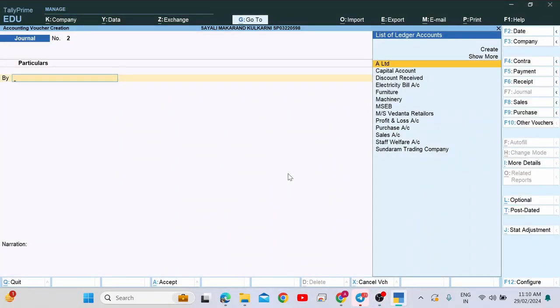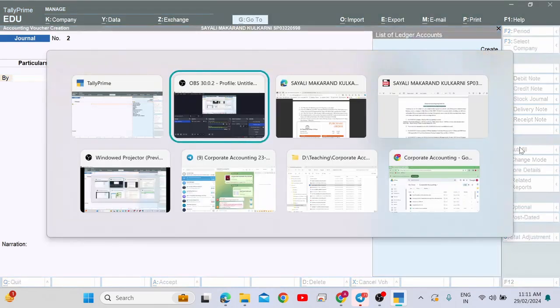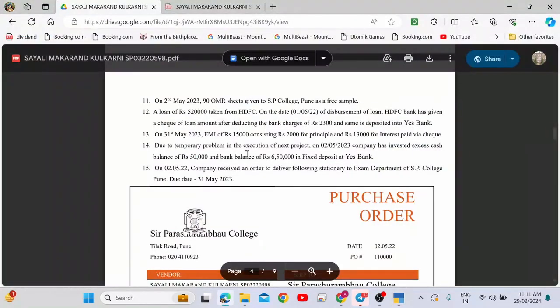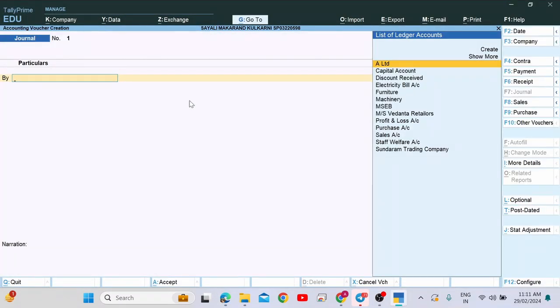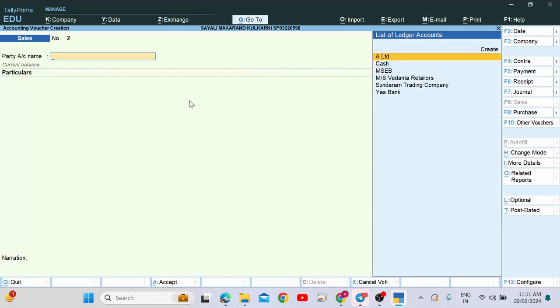As I said, sales voucher type, and date and voucher type. This is your base. First select date and voucher type. On which date? On the 2nd May. Therefore, first date 2nd May. Correct. I have selected that. And then voucher type sales, F8 button, correct.